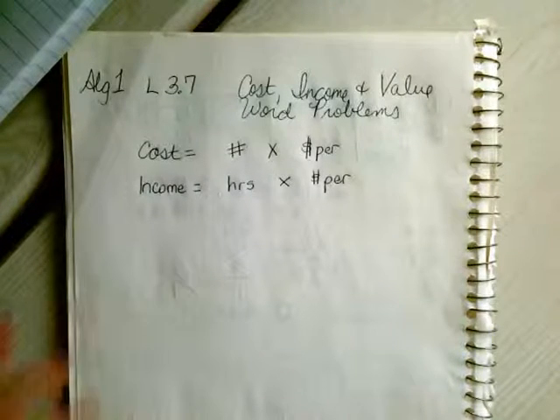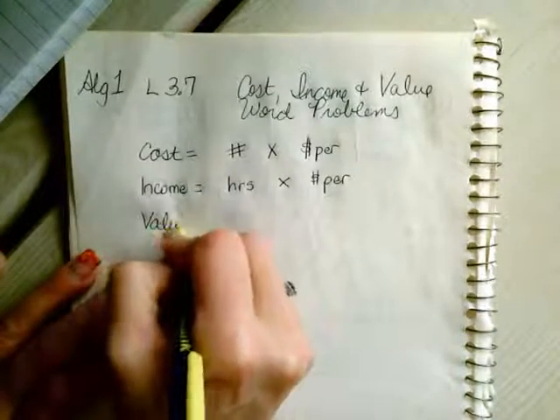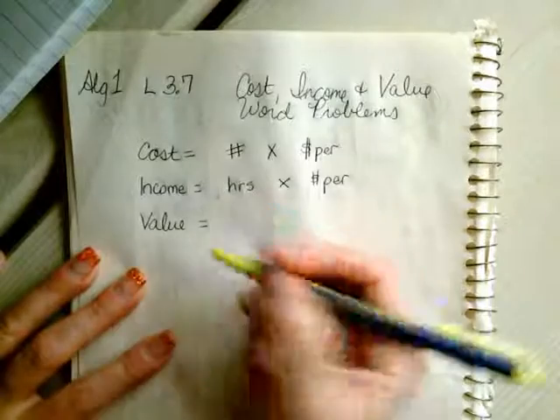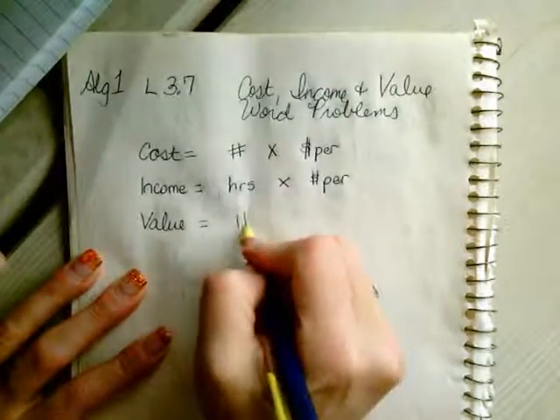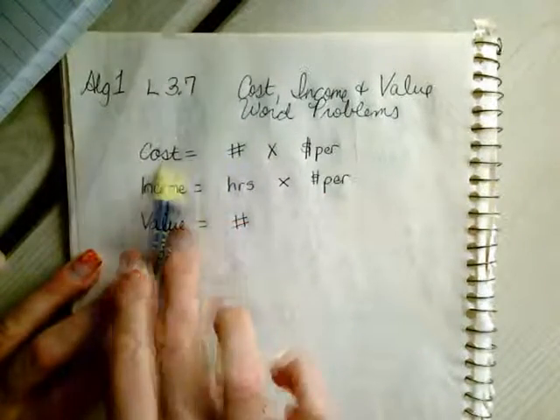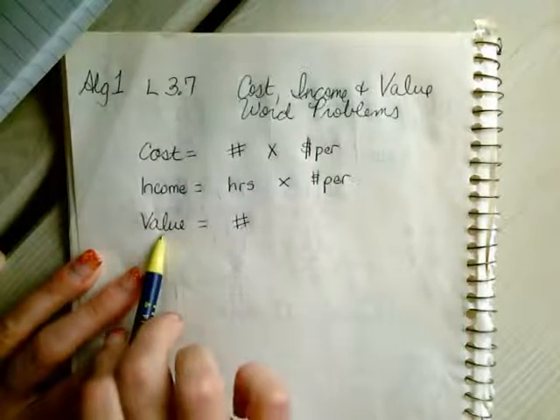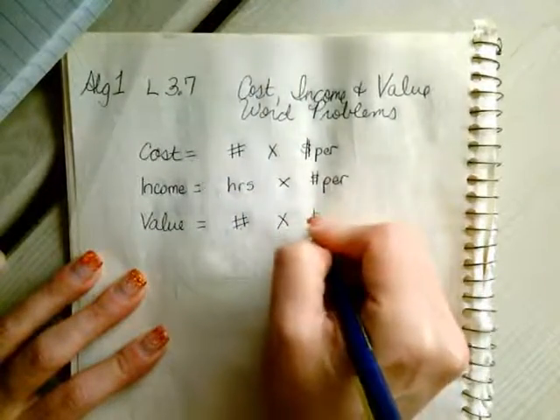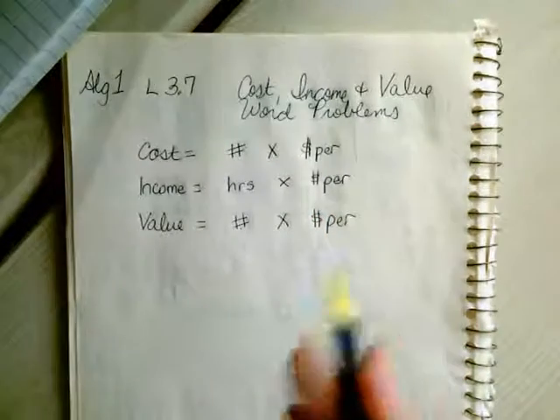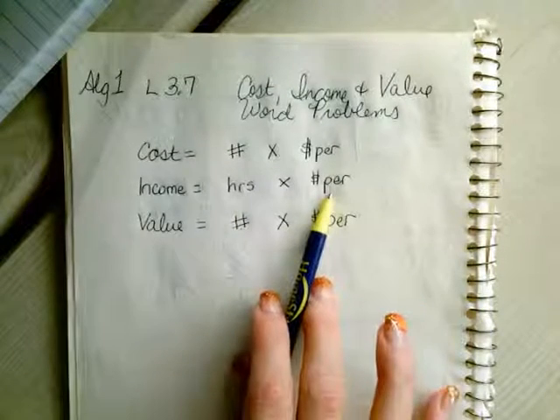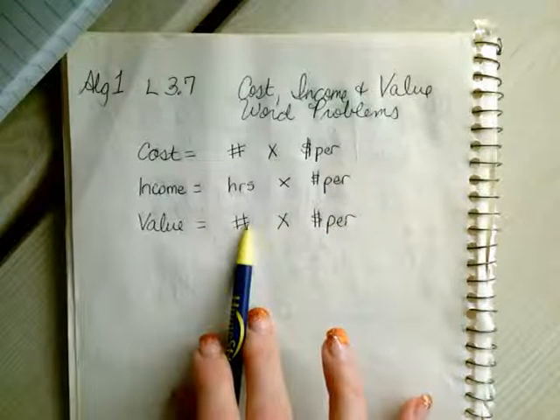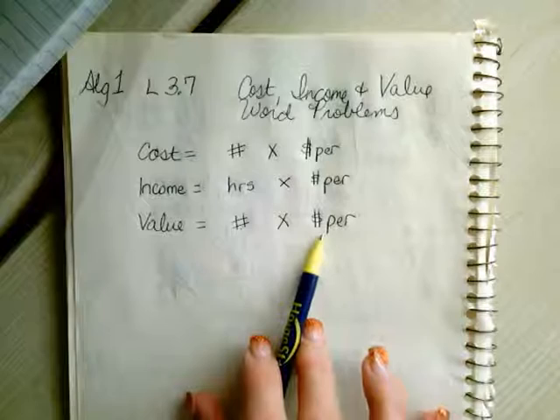And finally, value. Value, perhaps you have a collection of something. The value of the item or of your collection is defined by the count of the item. So count of what you're buying, count of hours, count of the item, multiplied by the dollars per item. These are all very similar, aren't they? If you just think of it as how many times the money, you're going to pretty much get what you're looking for. How many hours times what you earn. How many stamps, if you have a stamp collection, times the value of the stamps.